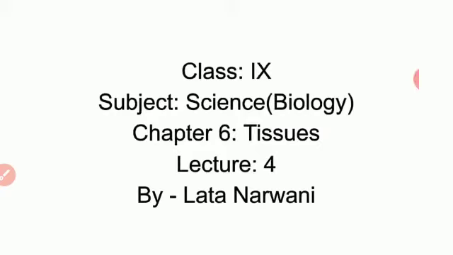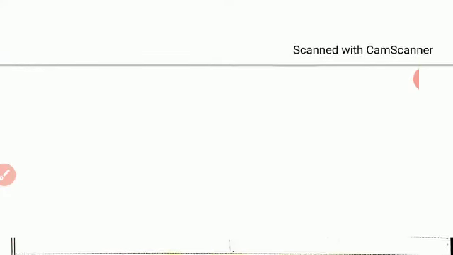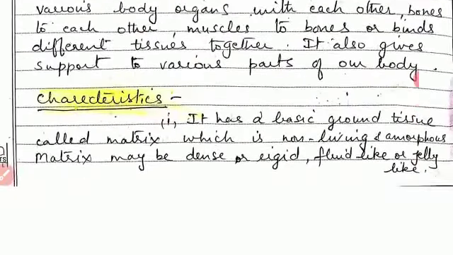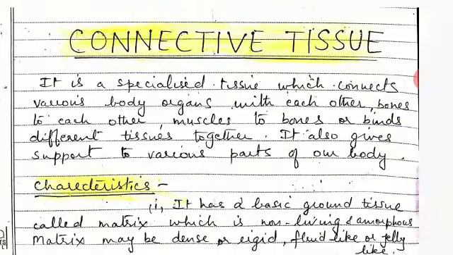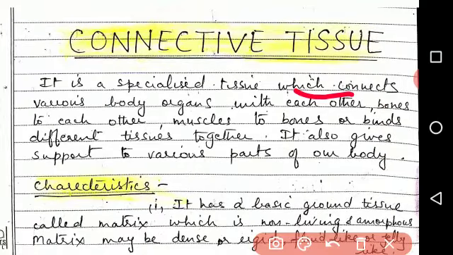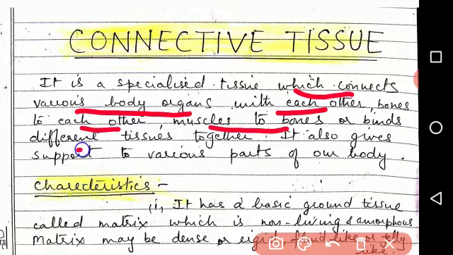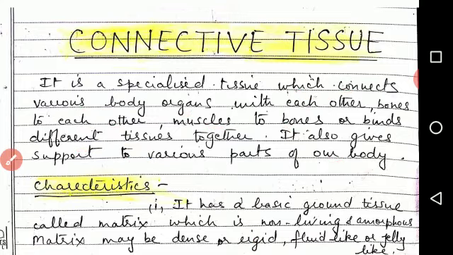Children, we were dealing with the lesson tissues and last time we had finished epithelial tissue. Today we will be doing connective tissue. What is connective tissue? It is a specialized tissue which connects various body organs with each other, bones to each other, muscles to bones, or binds different tissues together. It also gives support to various parts of our body.